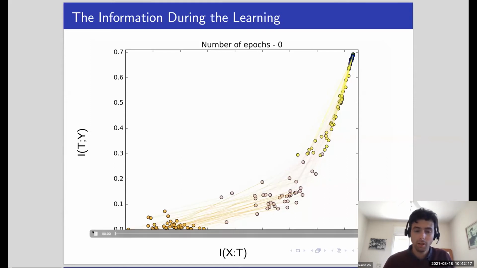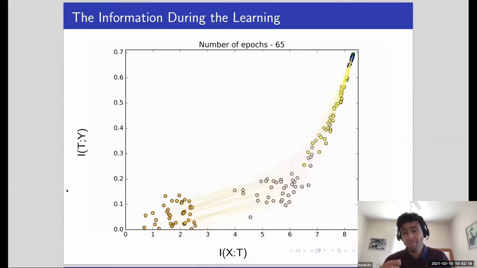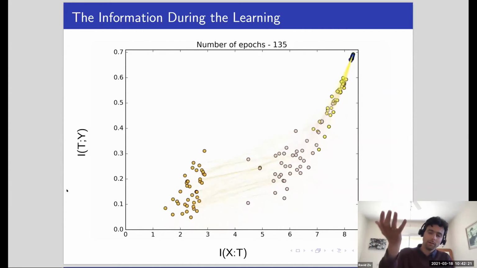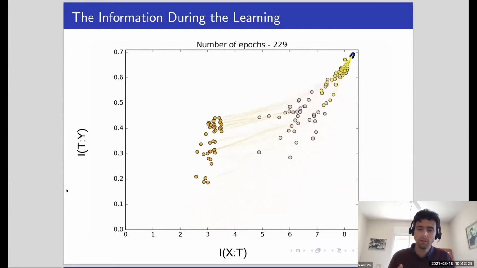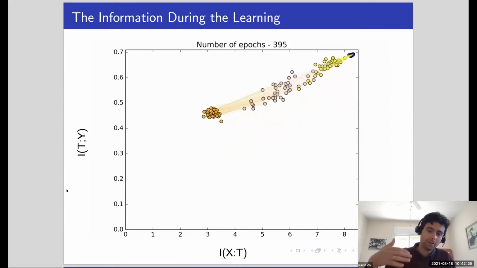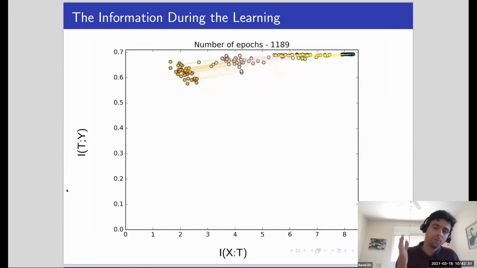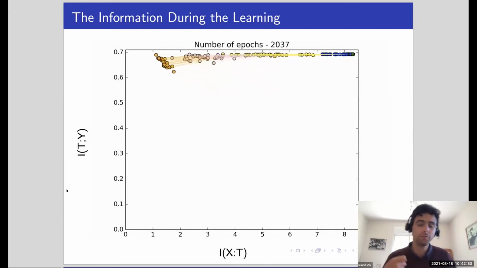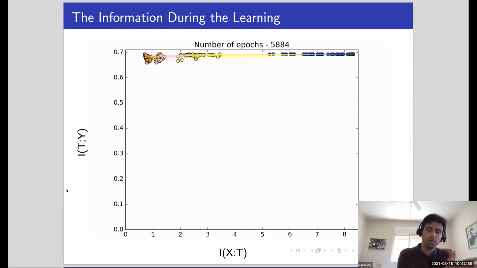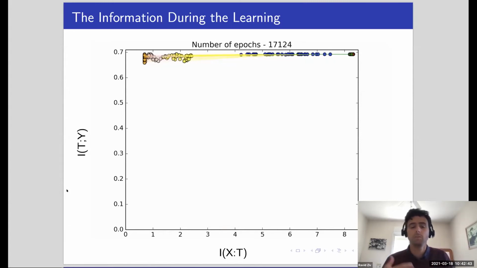So we see that we have a first phase, a fitting phase, where all the layers increase their information with the labels. It's a fast phase. And then we have a compression phase where all the layers compress their representation. They compress their information with the input. Okay, so all the layers compress their information with the input and still increase their information with the labels till they reach some optimal point.